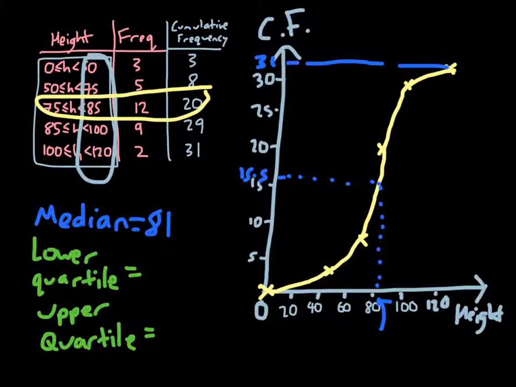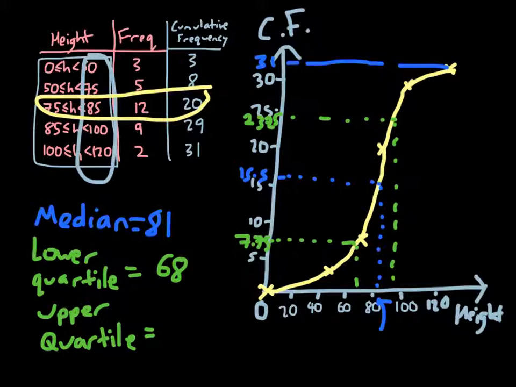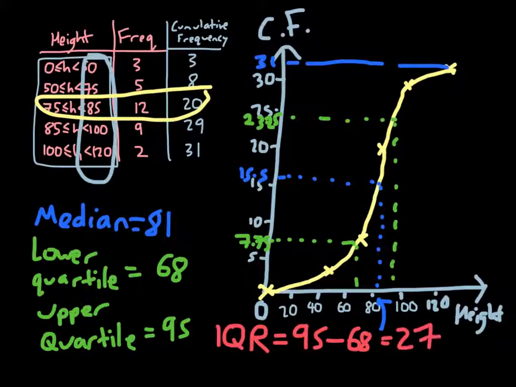You can also find the quartiles, so that's a very similar process. So instead of going halfway up, you go a quarter of the way up, so that's going to be at 7.75. And then you'd go down, so maybe that's, I don't know, about 68 for the lower quartile. And then the upper quartile, that's going to be at 23.25. And then you'd go along and down, and maybe that's about 95. From those you can then get the interquartile range, so that's just the upper quartile minus the lower quartile, so that's going to be 27.